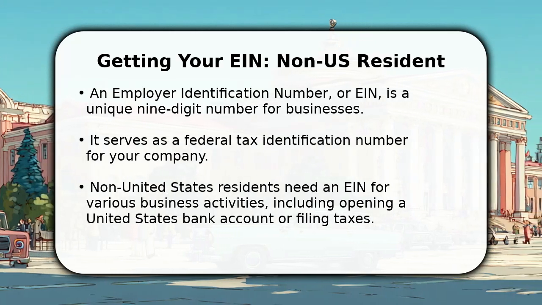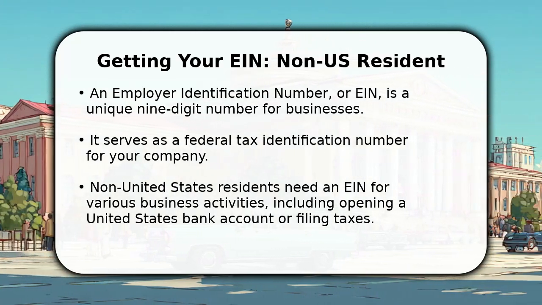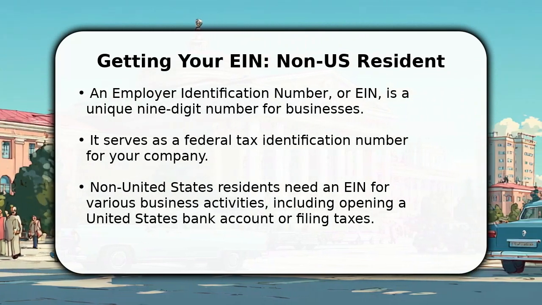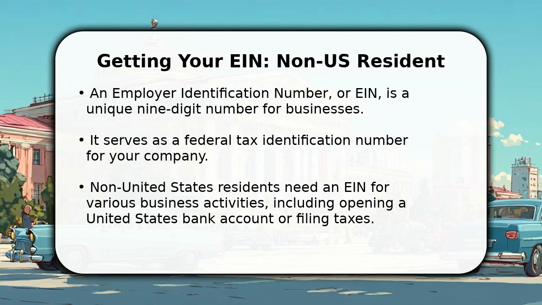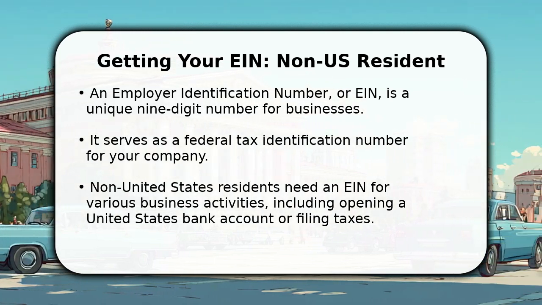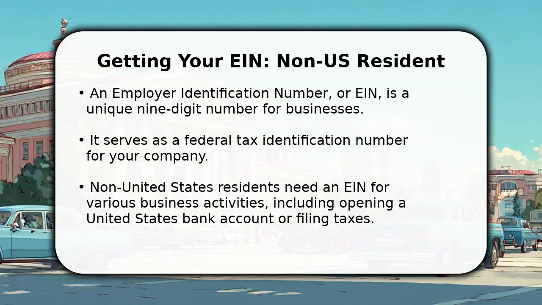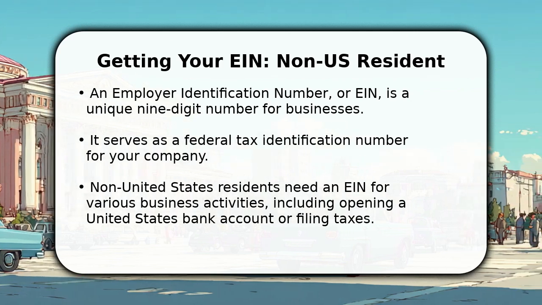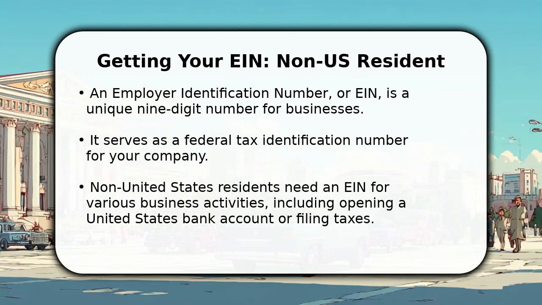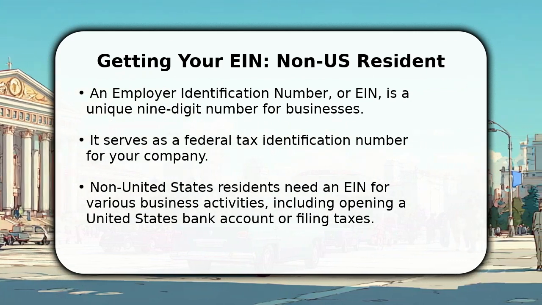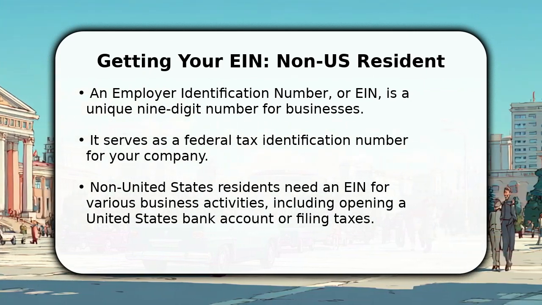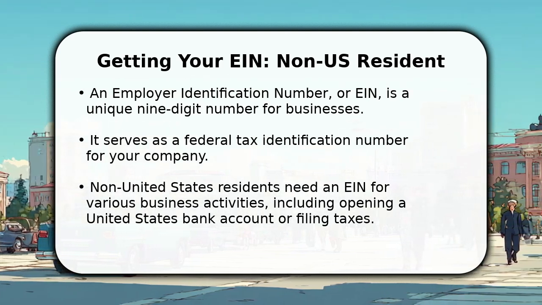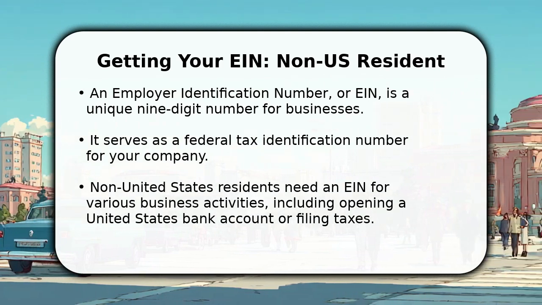In this video, I will explain how to get your employer identification number as a non-United States resident. An employer identification number, or EIN, is like a social security number for your business, essential for various tax and legal activities. This unique 9-digit number helps the Internal Revenue Service identify your company for federal tax purposes. Understanding this process ensures your business can operate smoothly within United States regulations. We will guide you through each necessary step, from eligibility to submission, making it straightforward for you.